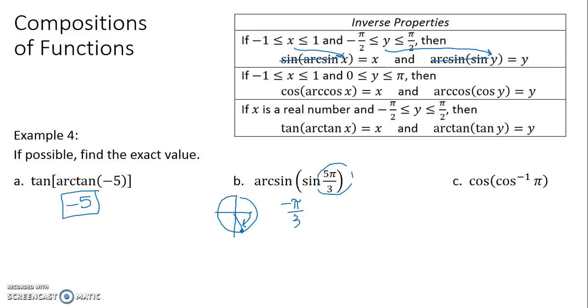Cosine of my cosine inverse of pi, I cannot do arccosine or cosine inverse of anything that's more than 1. 3.14 is more than 1. So that one, again, is undefined.